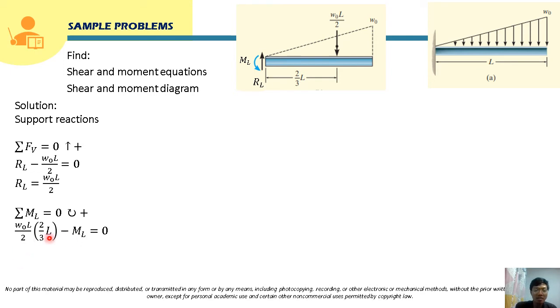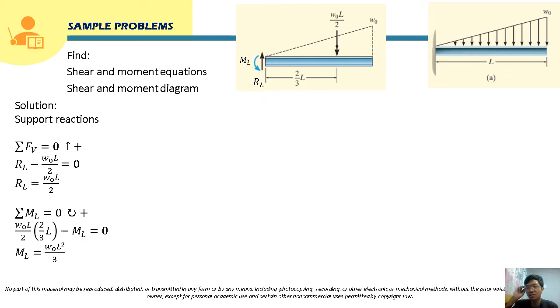So simplifying this, class, these two will be cancelled, and this will become 1/3 W sub O, and then L times L, that is L squared. So for M sub L, the moment reaction, this will be equal to W sub O L squared over 3. So these are now the reactions at the fixed support.